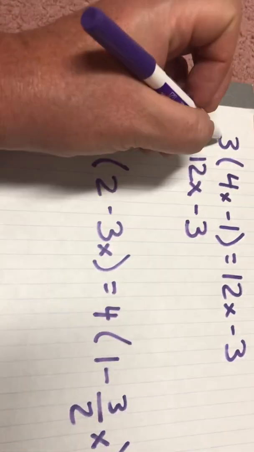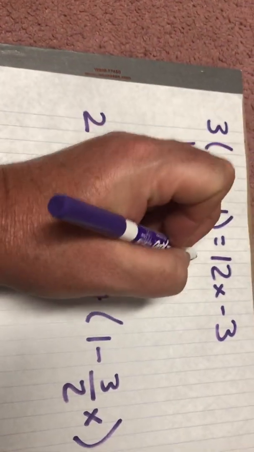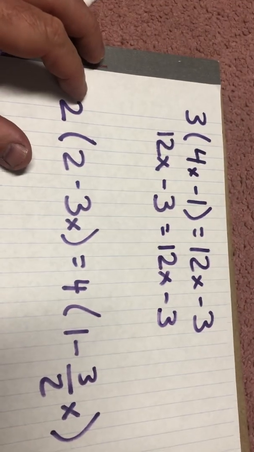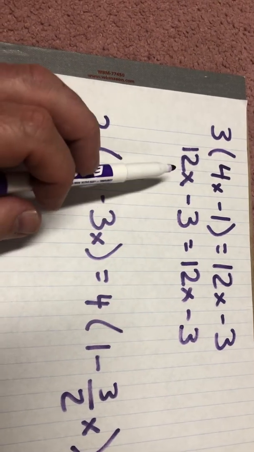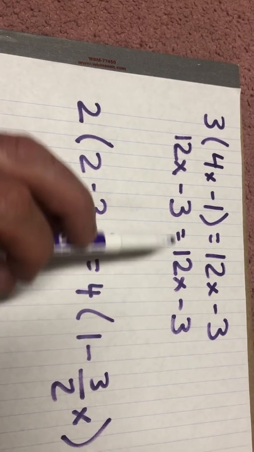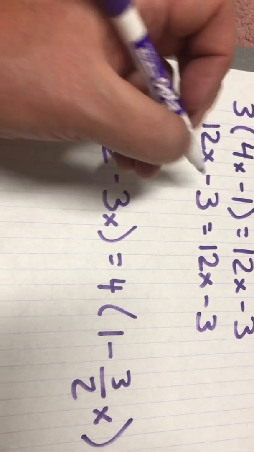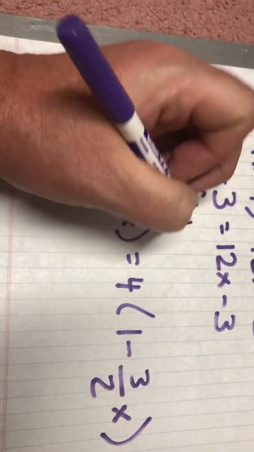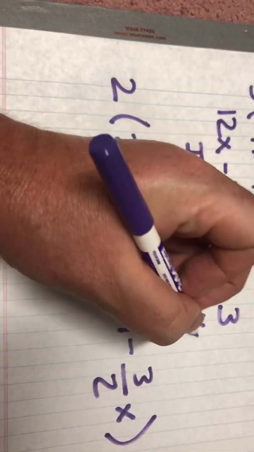So I get 12x minus 3, and then that whole thing is going to equal 12x minus 3. Well, that's interesting because I have the same exact expression on each side. They're the exact same thing. So when I have that situation, that is what I call infinite solutions. It's just the opposite of no solution.